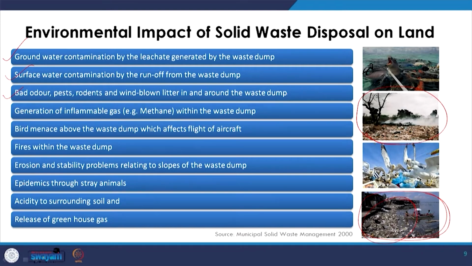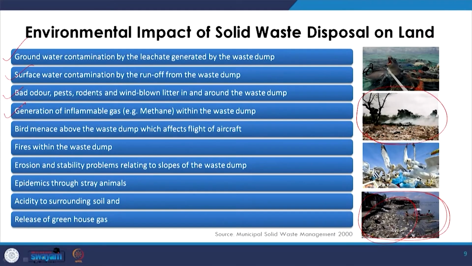Then bad odor, pests, rodents and wind-blown litter in and around the waste dump are seen. A lot of pests and rodents, for example rats, insects and cockroaches, thrive around this waste, and there is bad odor as well. There is generation of inflammable gases, especially methane, within the waste dump because of the decomposition process which is happening. Organic, inorganic and all types of waste are mixed and dumped on the land, which generates these gases, which is also harmful.